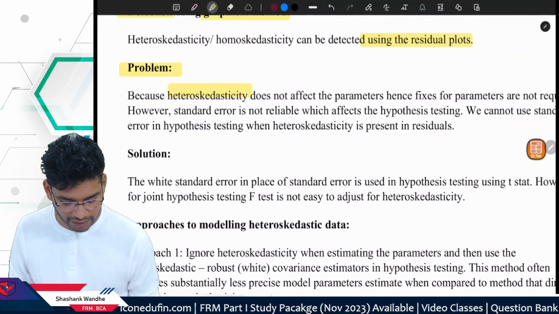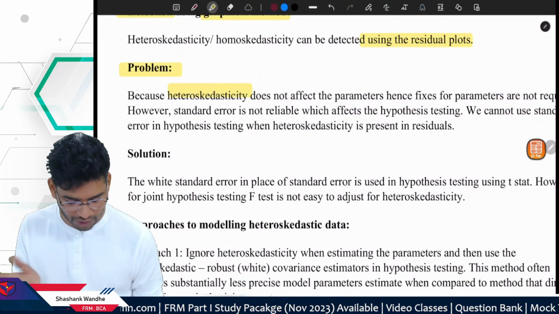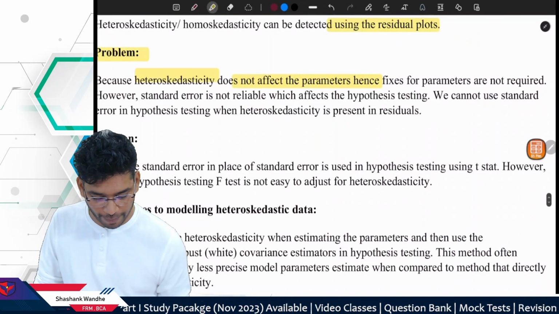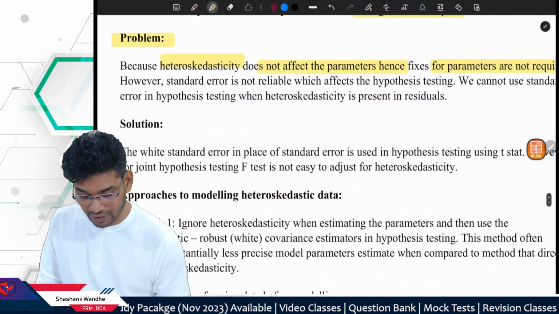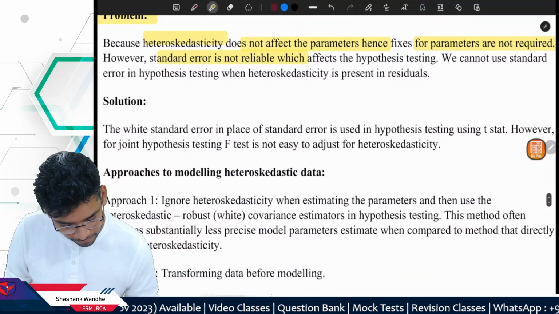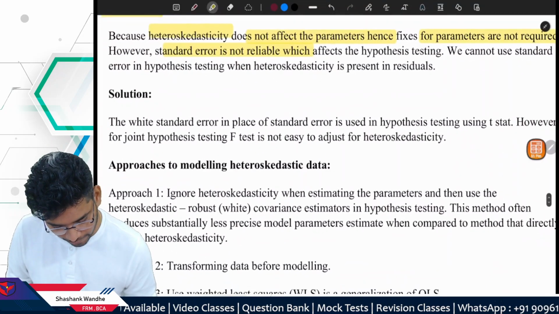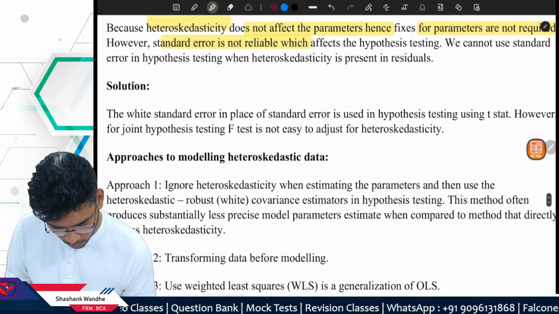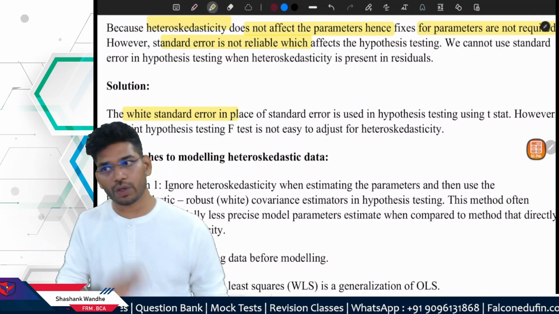Then what is the problem if there is heteroskedasticity? Because heteroskedasticity does not affect the parameters, fixes for the parameters are not required. However, the standard error is not reliable for hypothesis testing. So we use the modified version of the standard error, which is known as the White standard error. What you need to remember.